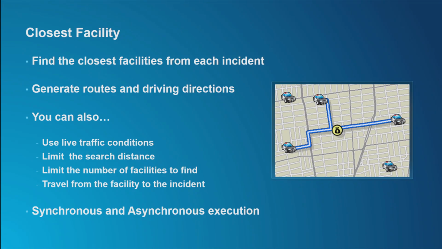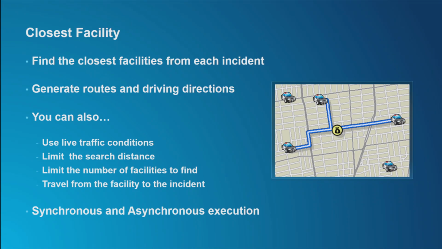The second service is the closest facility service. It allows you to find one or more locations that are closer or closest to the location of your interest. So say for example, there's a crime incident and you want to dispatch the 3 closest police cars to that crime incident, this service can help you do that.